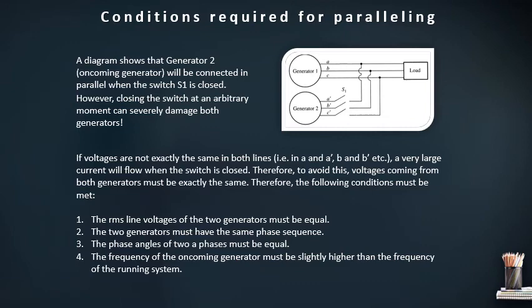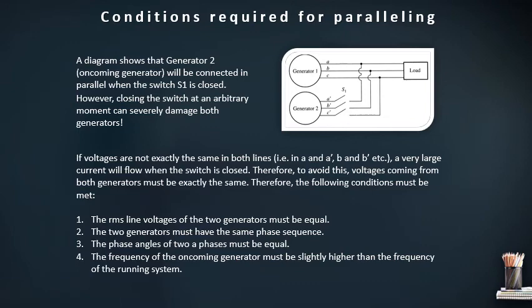If voltages are not exactly the same in both lines, that is A and A dash and B and B dash, a very large current will flow when the switch is closed. Therefore, to avoid this, the voltage coming from both generators must be exactly the same. Therefore, the following conditions must be met for the parallel operation of the two alternators or synchronous generators.